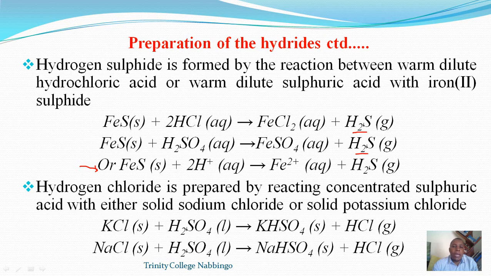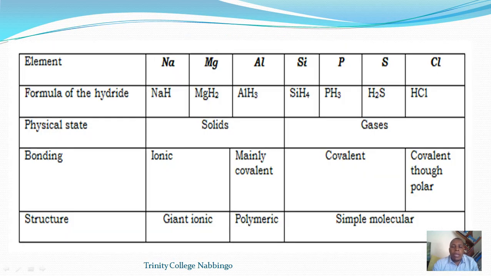group 7 elements. So here we have a summary of some of the hydrides and their properties. We can see we have the elements, sodium through up to chlorine. For sodium, the hydride is sodium hydride. For magnesium, it is magnesium hydride. For aluminium, it is aluminium hydride. For silicon, it is silicon 4 hydride or silane. For phosphorus, it is phosphine. For sulfur, it is hydrogen sulphide. Whereas for chlorine, it is hydrogen chloride.